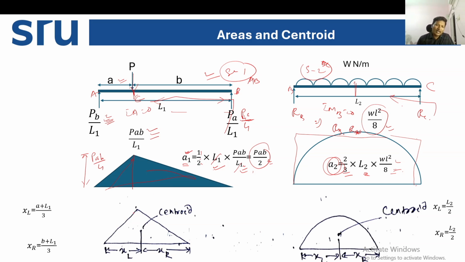So what else is needed? Another thing is to find out the centroid. In this particular case, your centroid is acting here, and the distance from the centroid to the left support we can call X bar L, and this one is X bar R, that is centroid to the right support. What is the formula to find centroid to left support? X L is a plus L1 by 3, and centroid to right support is b plus L1 by 3. But in this case, the centroid is acting at the center, so the centroid to left support distance is X L and to right support is X R. X L is nothing but L2 by 2, and X R is also L2 by 2, the same.